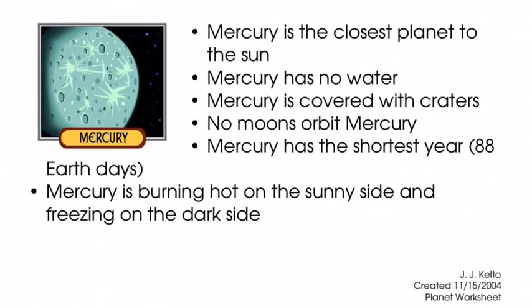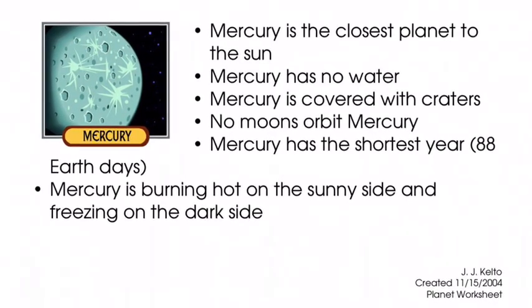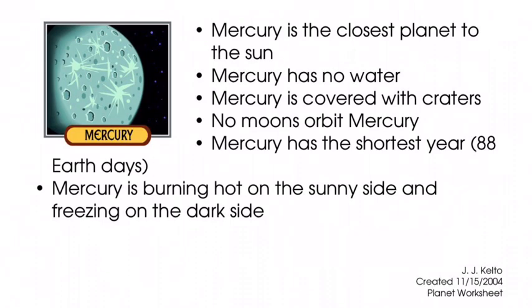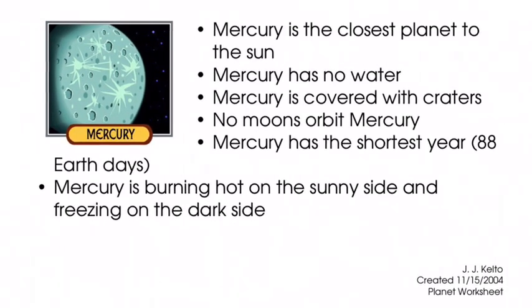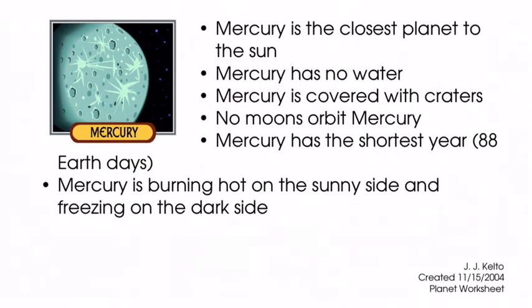Mercury has a very slow surface gravity. Mercury has no atmosphere, which means there is no wind or weather to speak of. Mercury has no water or air on the surface.